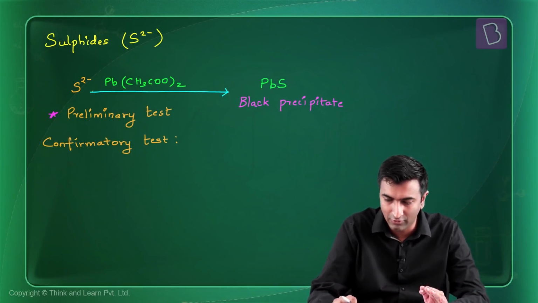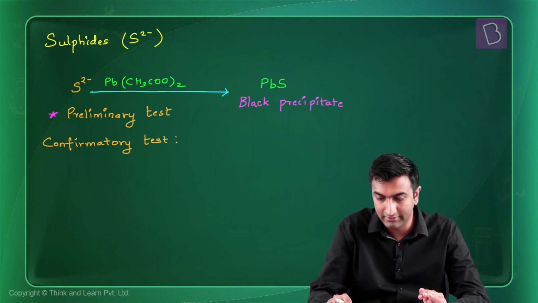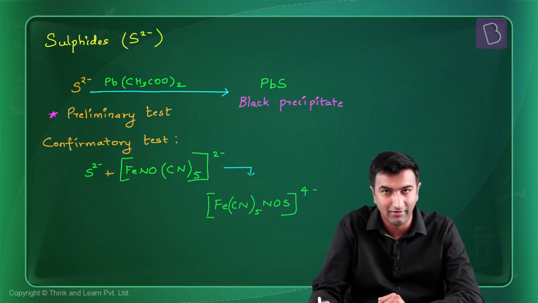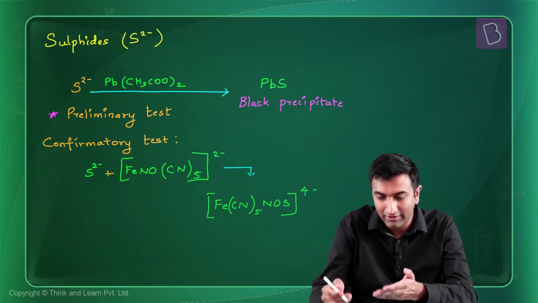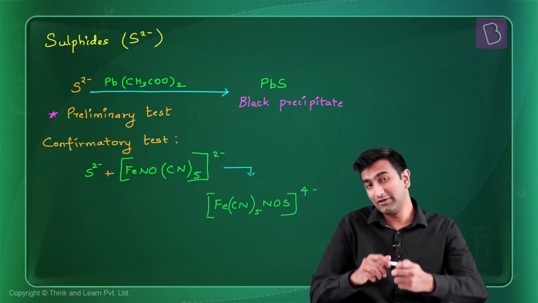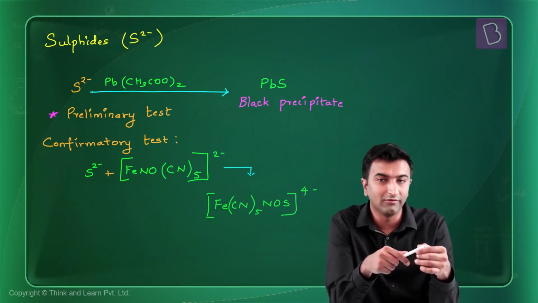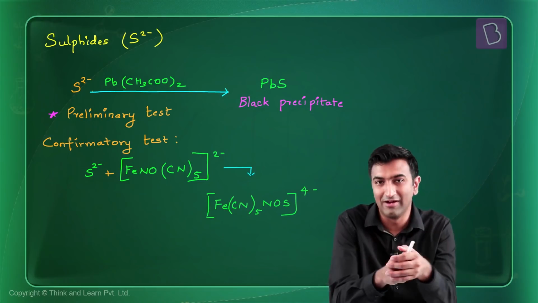A confirmatory test of this would simply be to add sodium nitroprusside, which will give you a complex which is purple colored. Again, this is hard to remember. You have to look at stuff to tell you what it is. But if you have done this in the lab, it's going to be pretty easy for you to figure out, because of the beautiful color that you get to see. You won't forget it. It's a nice color.